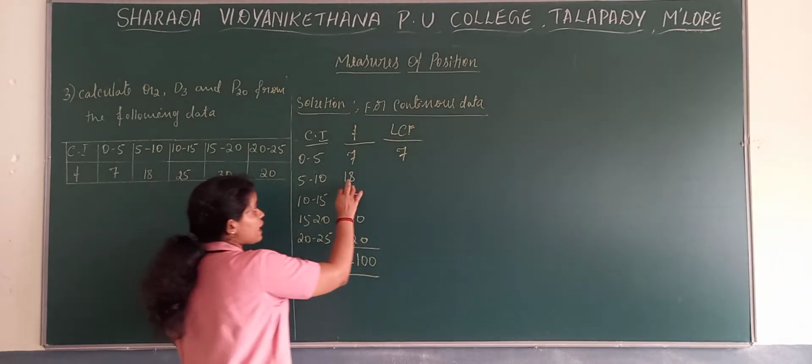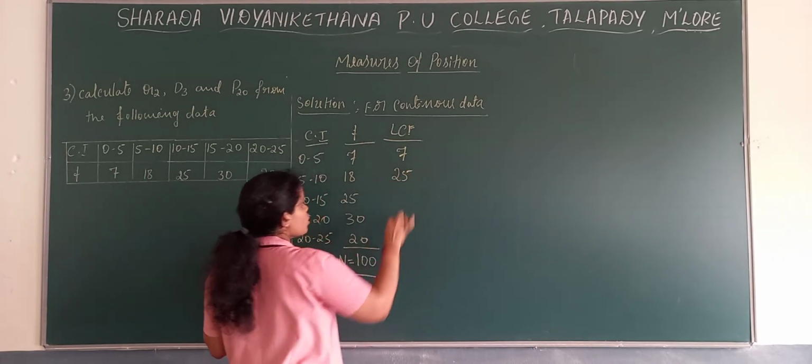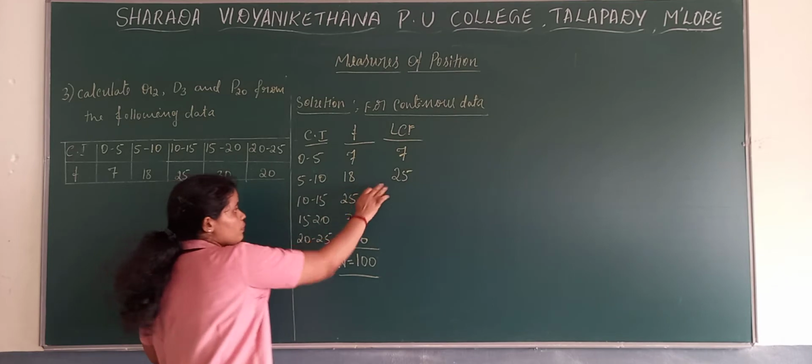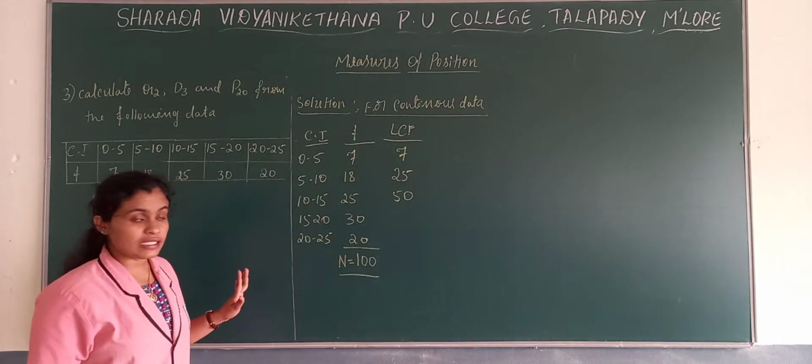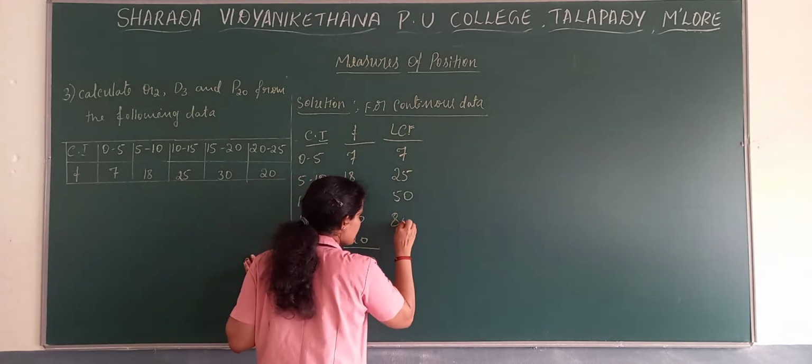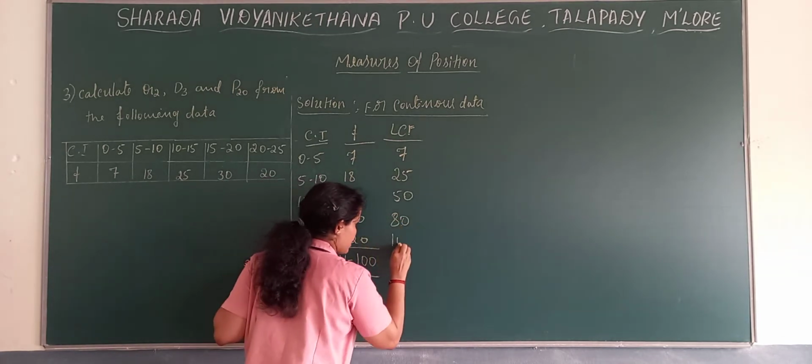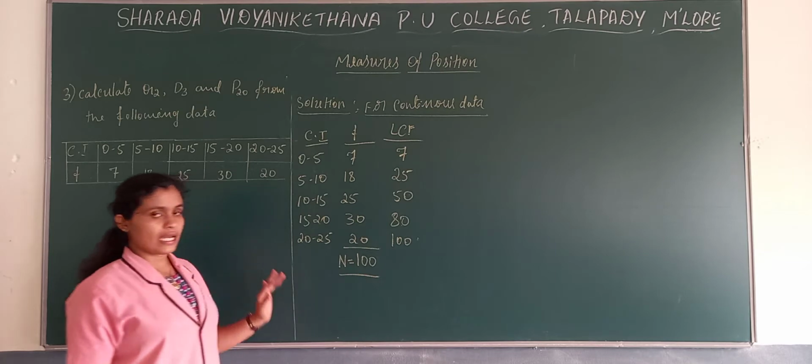7 plus 18 we get 25. 25 plus 25 it is 50. 50 plus 30 we get there 80. 80 plus 20 we get there 100. So this is about LCF.